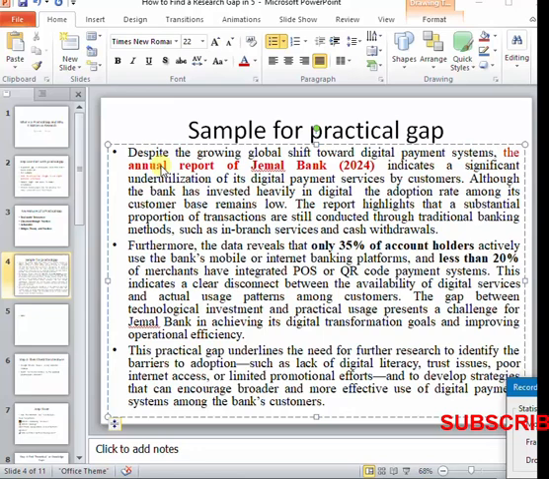The practical gaps are those problems or gaps you have observed in the real world. You can gather those practical problems from annual reports, from news, from expert feedback, and also from your own observation.